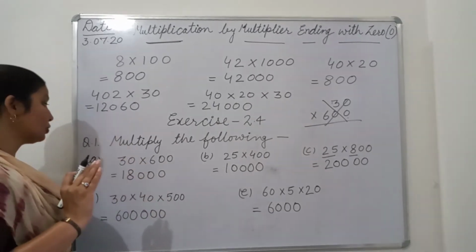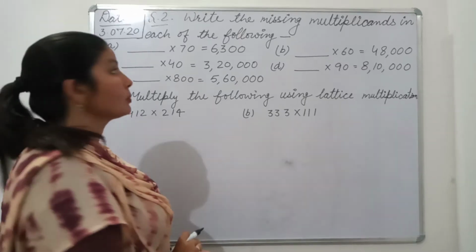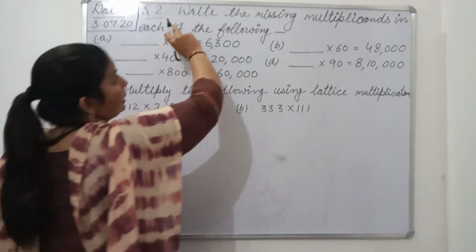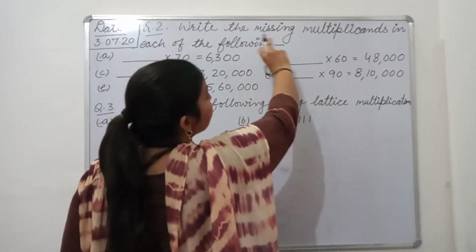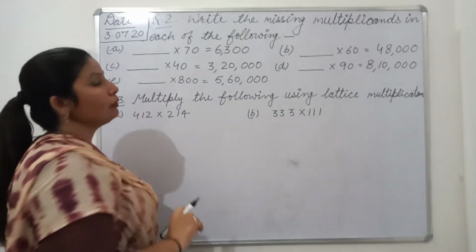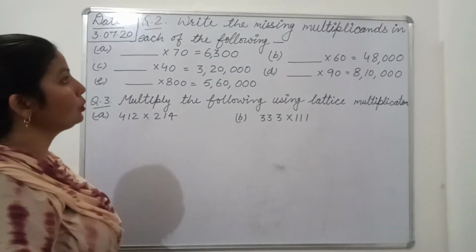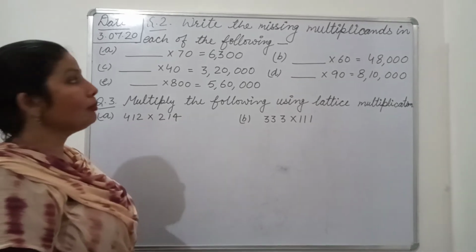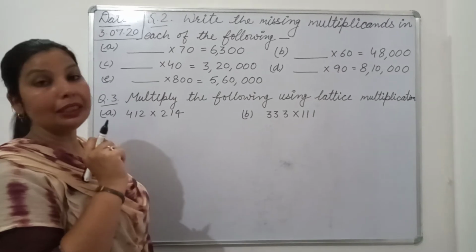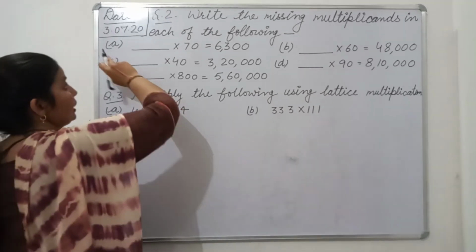Okay. Now question number 2. Write the missing multiplicands in each of the following. Here you have to find the multiplicand in each of the following. Multiplier is given here, product is given here. You have to find the multiplicand. So now here, A part.